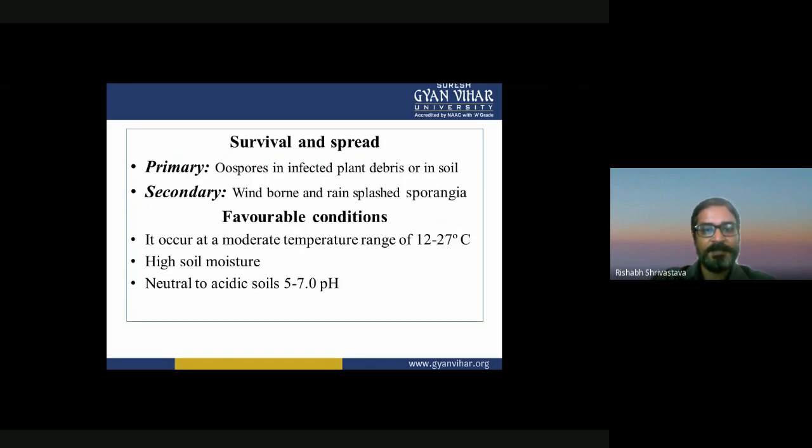Survival and spread. Primary: oospores in infected plant debris or in soil. Secondary: wind-borne and rain-splashed sporangia. Favorable conditions: it occurs at a moderate temperature range of 12 degrees to 27 degrees Celsius, with high soil moisture and neutral to acidic soils having a pH range of 5 to 7.